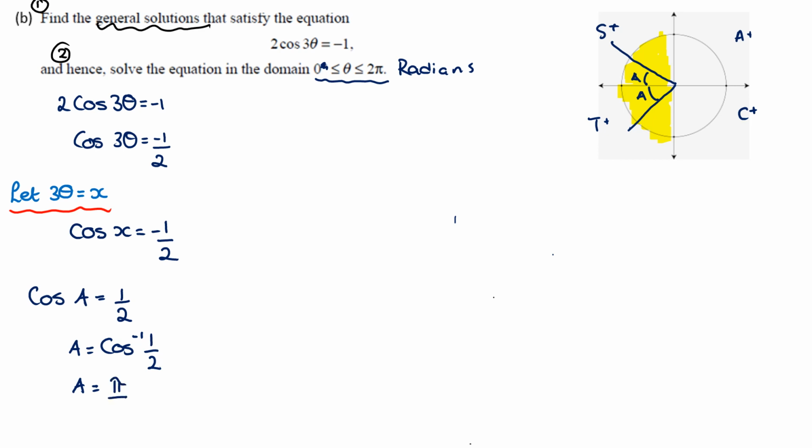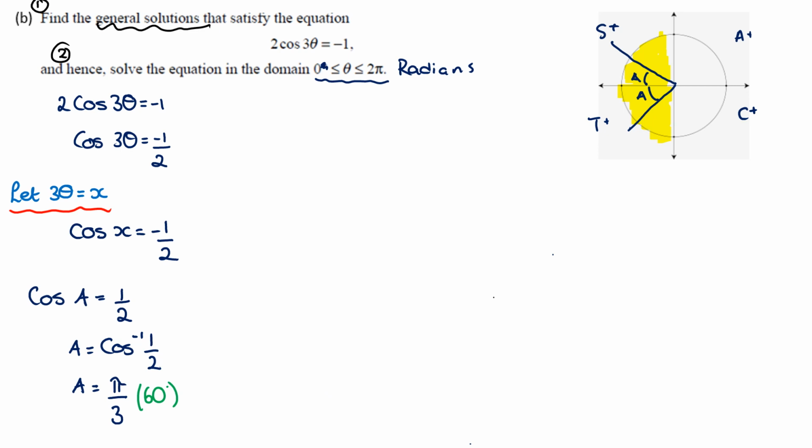Pi over 3, which is 60 degrees. Often students really struggle with this, so what I would suggest to help is you can actually write the degrees in beside it. So pi over 3, and that is 60 degrees. So that is our actual reference angle.